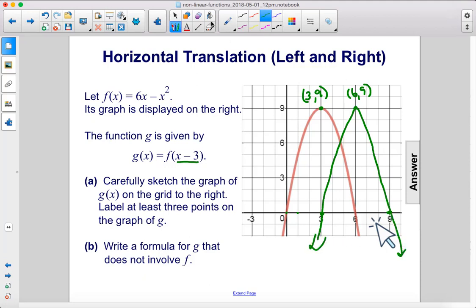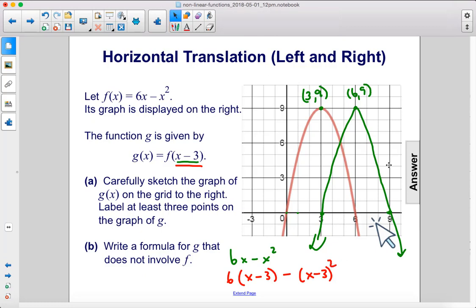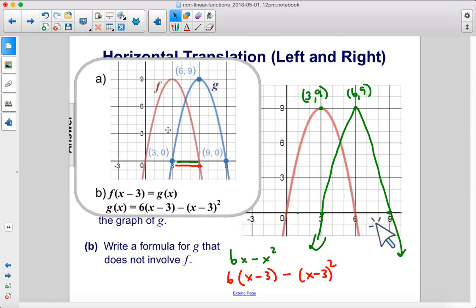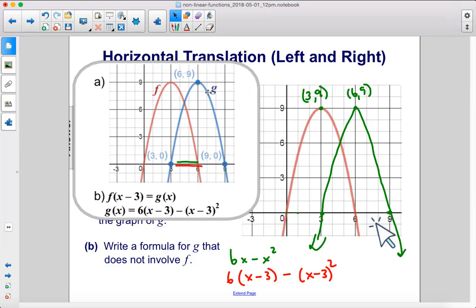Something like that. Write a formula for g that does not involve f. So we have 6x minus x squared, and we're just going to replace every x here with this instead. So it becomes 6 times x minus 3 minus x minus 3 squared. So we see our new drawing here, and we have 6 times x minus 3 minus x minus 3 squared.